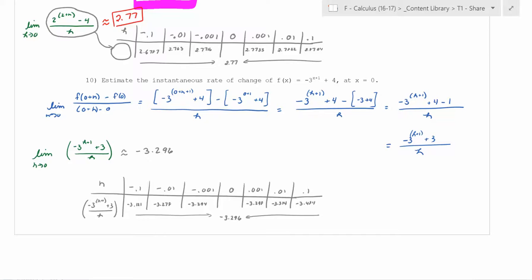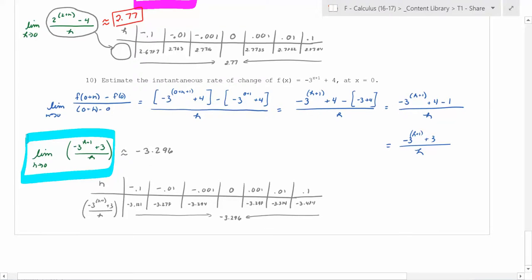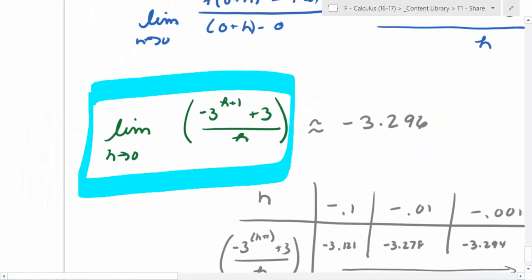Which point is that? It's this point right here. Do you have anything you can do to that algebraically? No. You want to be able to cancel what? What do you want to be able to cancel? You want to be able to cancel h, but can you cancel h out of that?